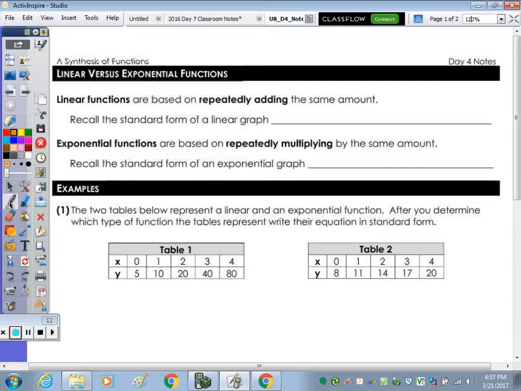Okay, in today's notes we're going to compare linear and exponential functions. So at the top of the page it says linear functions are based on repeatedly adding the same amount. Recall the standard form of a linear equation is y equals mx plus b, where m is your slope and b is the y-intercept. The whole idea of repeatedly adding the same amount means your rate of change, or slope, is constant.